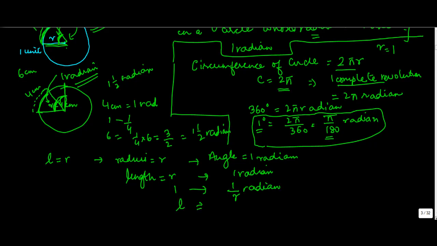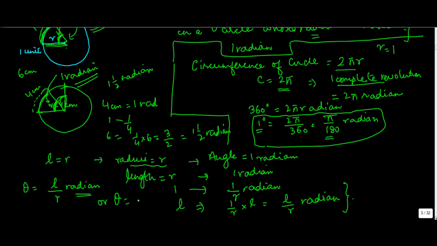So let's say where the length is 1, it will be 1 by r radian. And wherever, let's say, the length is equal to l, it will be 1 by r into l, which is equal to l by r radian. Okay? So let's say in a circle which has a radius of r, this gives us a formula that an angle theta, could be anything, is equal to the length of the arc upon the radius of the circle, in radian. Or theta is equal to l upon r, or you can manipulate it any which way you want. So you can put it as theta r is equal to l.